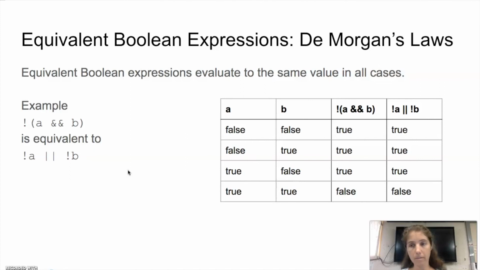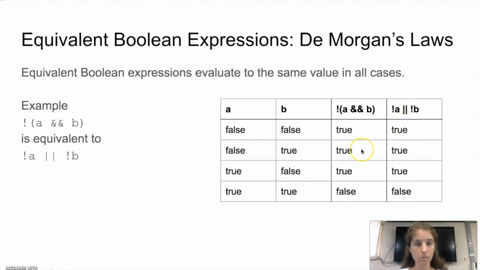Similarly, if we have not A and B, we can distribute that not using De Morgan's laws, and we get not A or not B. So these two expressions are equivalent, and again, we can see that in our truth table over here. So if A and B are both false, then both of those expressions will evaluate to true.